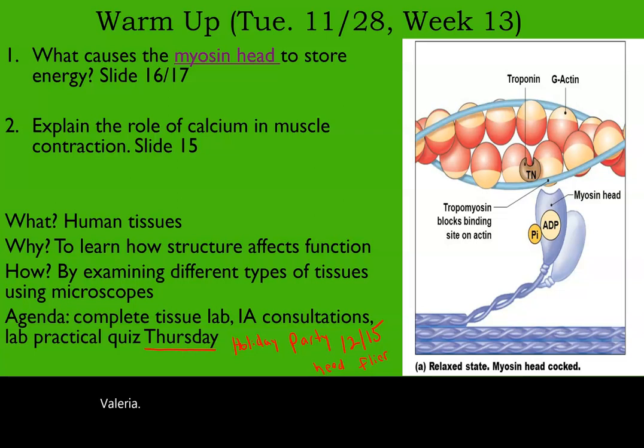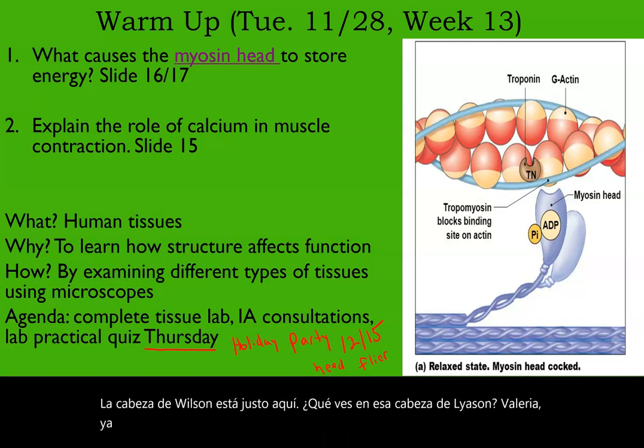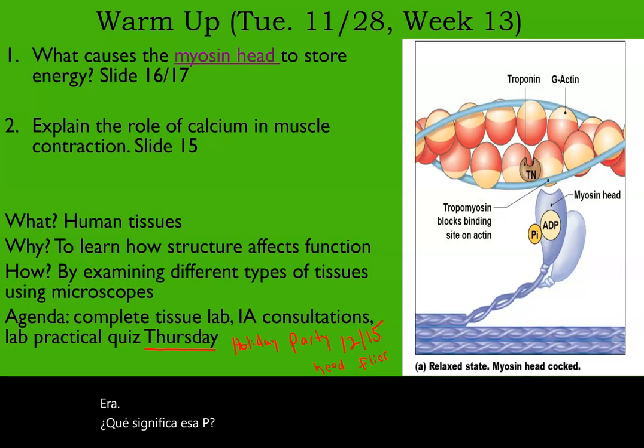Well, let's look, Valeria, because there are good hints. Myosin head is right here. What do you see on that myosin head, Valeria? You see ADP and what? Pi. What's Pi? What does that P stand for? Anybody? Phosphate. So, Valeria has ADP and phosphate.